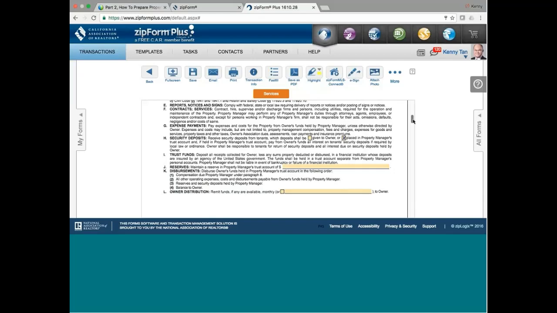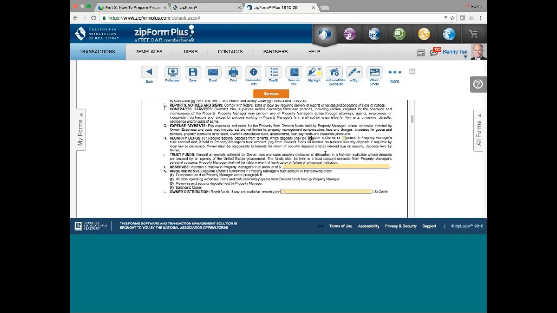Deposit all receipts collected for owner unless any sums properly deducted or disbursed in a financial institution whose deposits are insured. Now, if you decide, now any kind of trust funds, a security deposit, now actually, you know what? I should uncheck this X because we're talking about security deposit. Normally for security deposit, Centermac does not hold on to security deposit. Centermac prefers that security deposit be given to the owner ASAP.